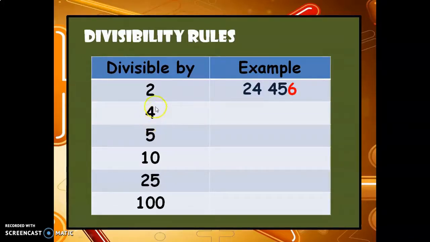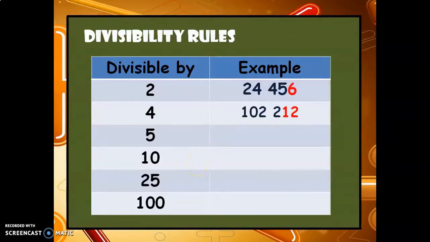Now what about divisible by 4? How would you know if a number is divisible by 4? You have to look at the last two digits. If the last two digits are divisible by 4, the number is divisible by 4. Let's have an example: 102,212. Look at the last two digits. Since the last two digits are 1 and 2, or 12, and 12 is divisible by 4, this number is divisible by 4. That is how to test if a number is divisible by 4.